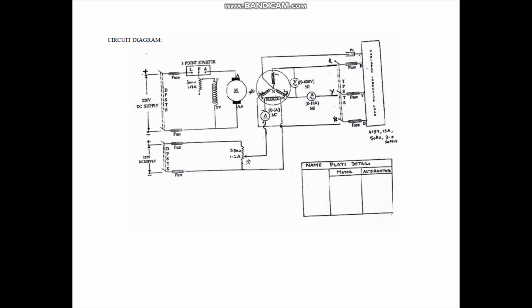Using this potential divider, the current in the field circuit is increased in steps of 0.1 amps. At each step, the alternator induces some voltage. The alternator induced voltage is seen by using this voltmeter, and the field current will be measured by using this field winding ammeter. The corresponding voltmeter and ammeter readings should be noted for this open circuit test.